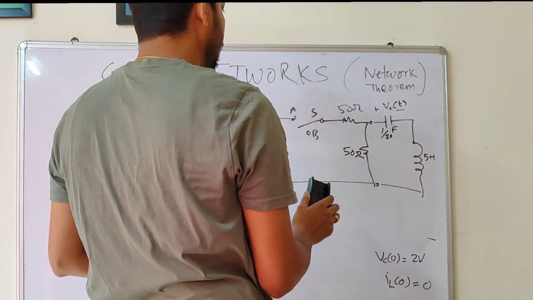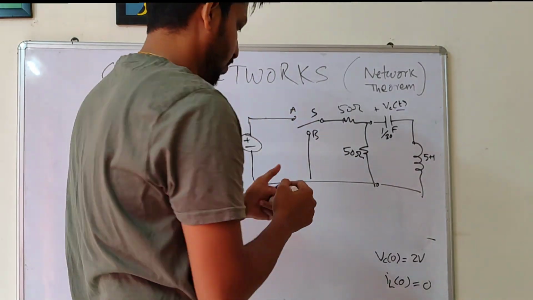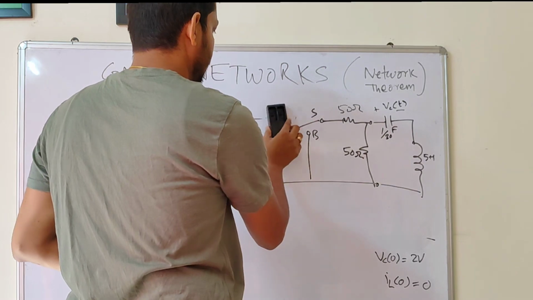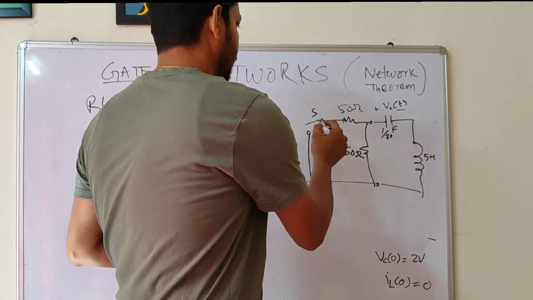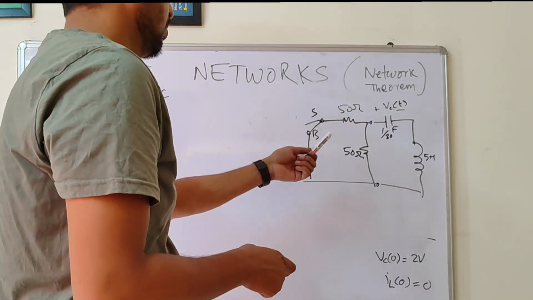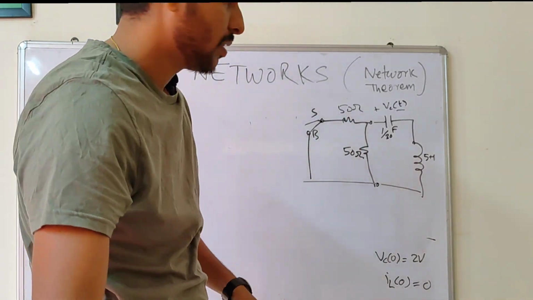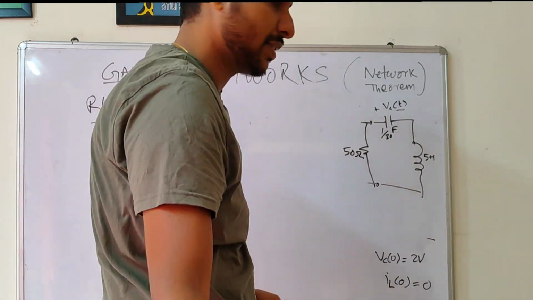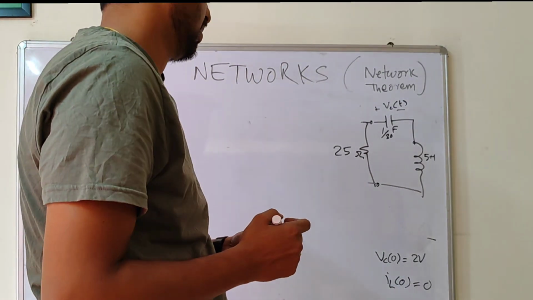Now this is connected to B. When it's connected to B, this is gone and this is connected. So the circuit becomes, these two will be in parallel. Two of these resistors, 50 ohm and 50 ohm, are in parallel, so this will effectively be 25 ohm. Now this is the circuit we need to solve.